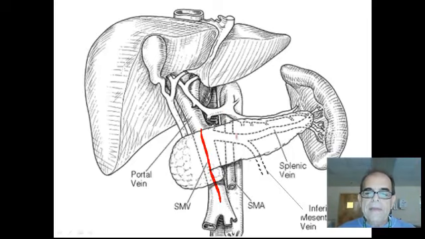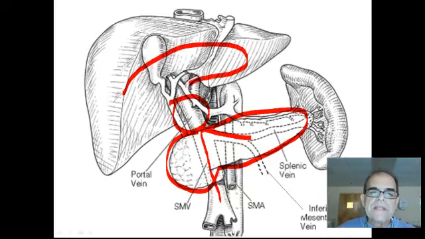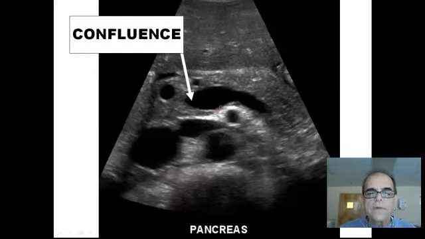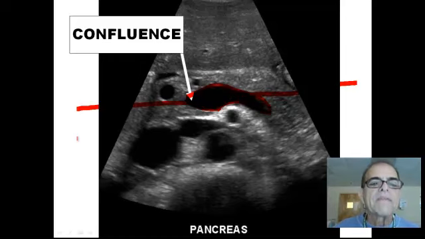Superior mesenteric vein, splenic vein, behind the pancreas, posterior to the pancreas, form the portal vein that finishes in the liver. Confluence, the union of the splenic vein and the superior mesenteric vein and the beginning of the portal vein. The confluence is an important landmark for the pancreas.